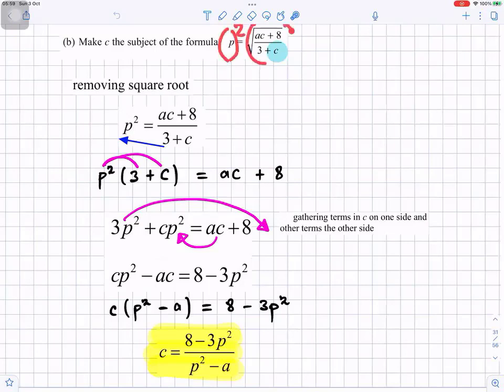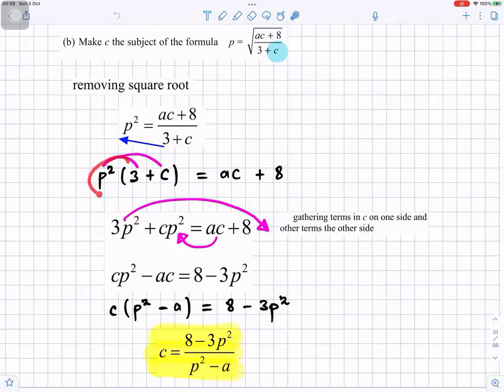P squared, and we square the right hand side. Squaring it will cancel the square root. So P squared equals (AC plus 8) divided by (3 plus C). So what we have done is square the left side and square the right side. Now 3 plus C is on the right, we take it to the left. So it's P squared times bracket 3 plus C equals AC plus 8.